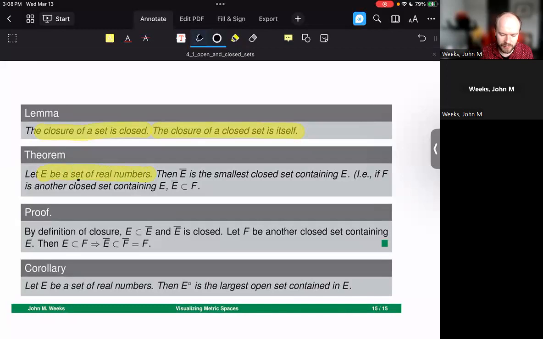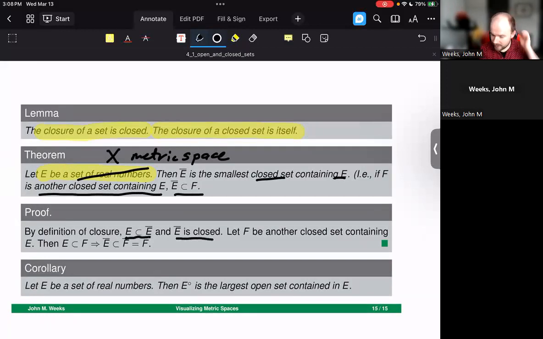Let E be a set of real numbers, or even in this case, let it be a subset of a metric space. Then the closure of E is the smallest closed set containing the set E, i.e. if F is another closed set containing the set E, then the closure of E is contained within F. It is the smallest closed set. By definition of closure, E is inside of the closure of E, and the closure of E is closed. That's by our lemma over here.